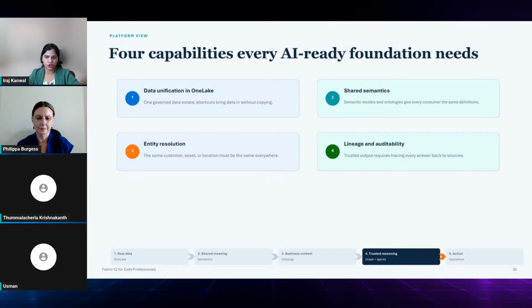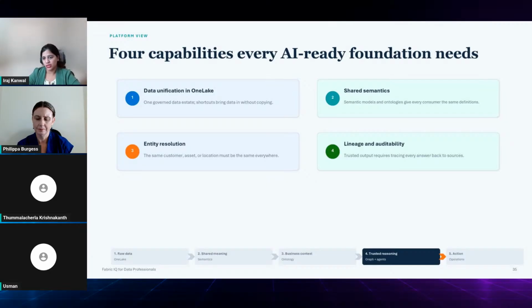Second is shared semantics. Humans and agents need a consistent metric definition. If the business cannot agree on revenue, customer, incident, or facility, the agent will not magically resolve it. So we need one definition for one metric. Then we need entity resolution, because the same customer and facility must be recognized consistently across systems. If the same facility appears under multiple names or IDs, the agent may split context incorrectly.